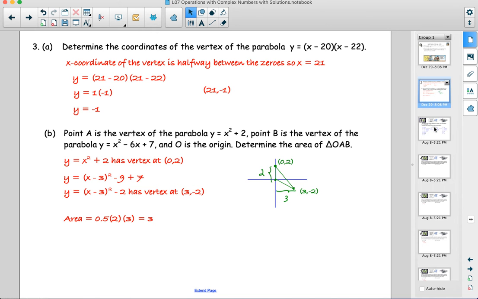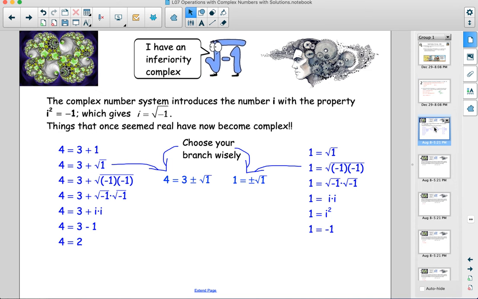I'm just going to jump right into our math for today. So the square root of -1. So what is the complex number system? It introduces a number i with the property i squared is equal to -1. That's going to give us i is equal to the square root of -1. This is called the imaginary unit. Just going to write that out.